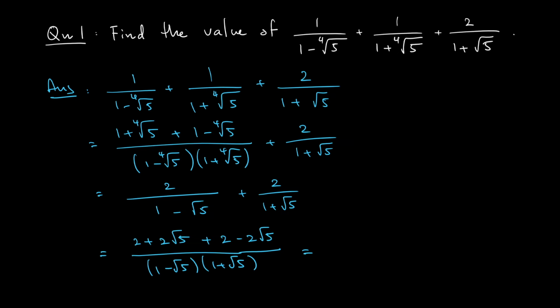So you cancel the 2 root 5. It will leave you with 4 over. At the denominator, again, it will be in the form of a minus b multiplied by a plus b. So it will equal 1 square, which is still 1, minus b square. In this case, our b is square root 5, so b square will just be 5. So 4 over 1 minus 5 is 4 over negative 4. 4 divided by negative 4 will just give you negative 1. So the final answer is negative 1.